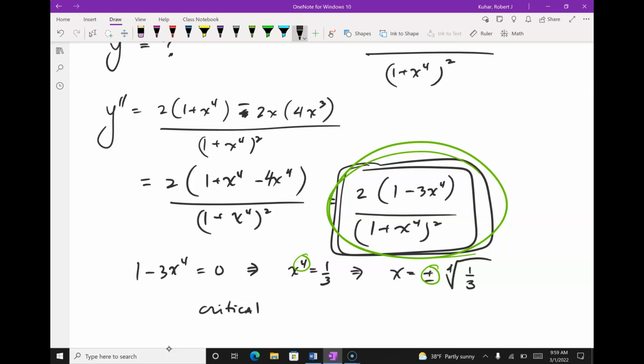So anyway, I know that downstairs is never 0, so I'm trying to find the critical values of the upstairs. 2 is definitely not 0, so I'm just looking at this factor and setting that equal to 0. It's the same as x to the 4th is 1/3, or x equals plus or minus the 4th root of 1/3. So those two x values will tell me where I'm turning my steering wheel.